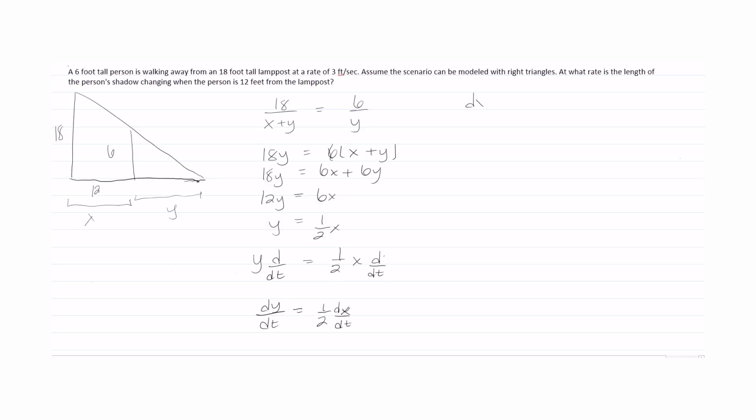We know that dx dt is equal to 3 feet per second. So plugging in from there, we know that dy dt is equal to 1/2 times 3, which gives us 3/2. So we know that when the person is 12 feet away from the lamppost, their shadow is going to be changing at a rate of 1.5 feet per second.